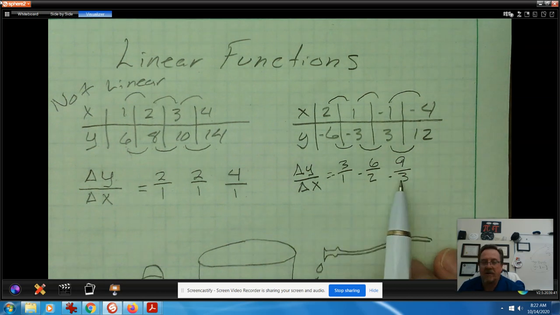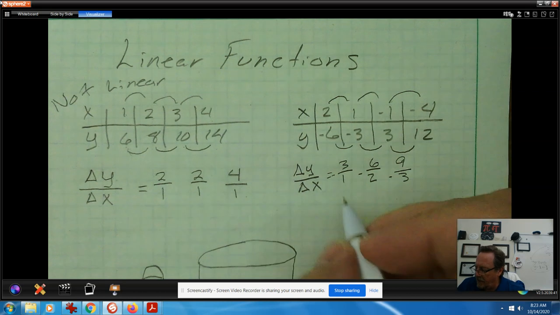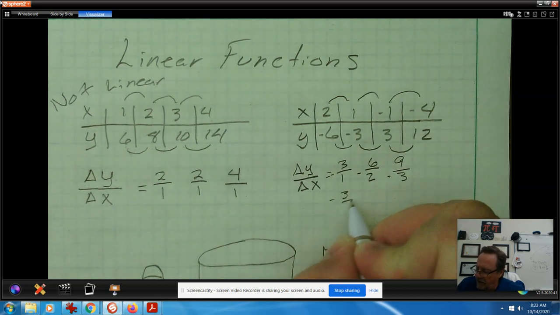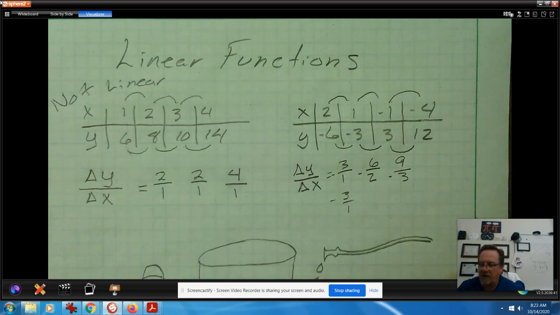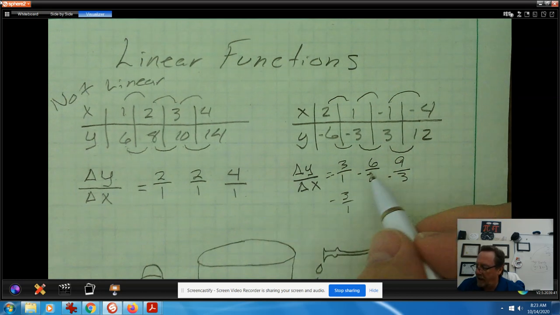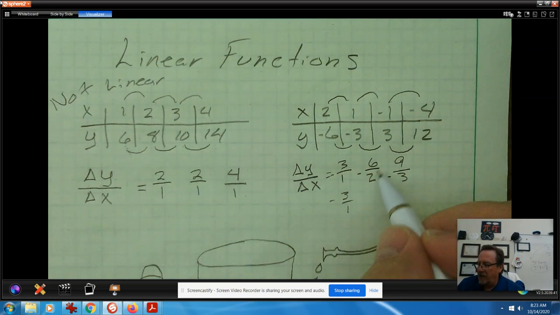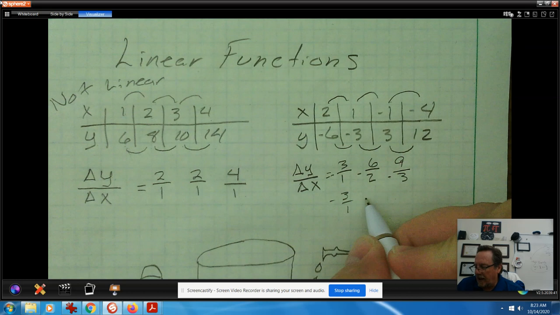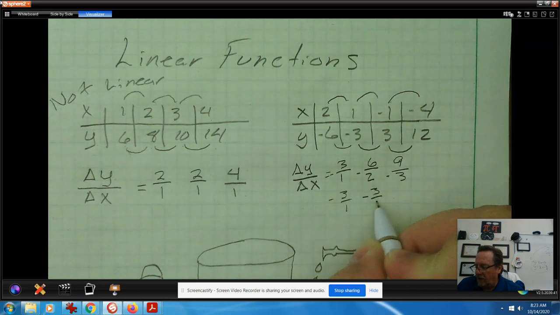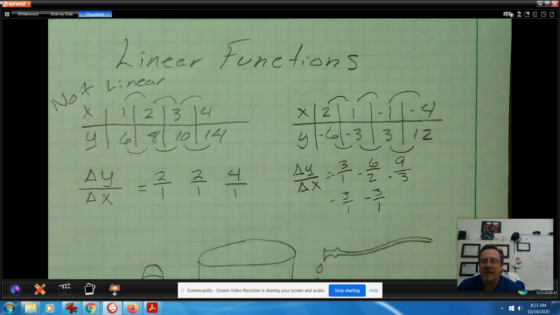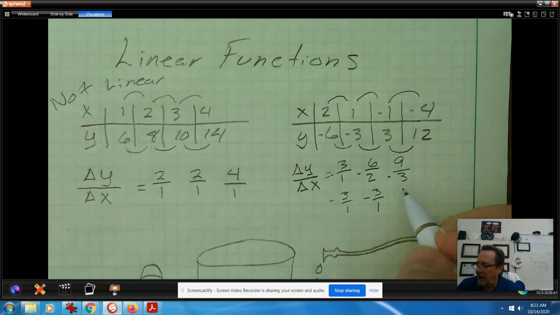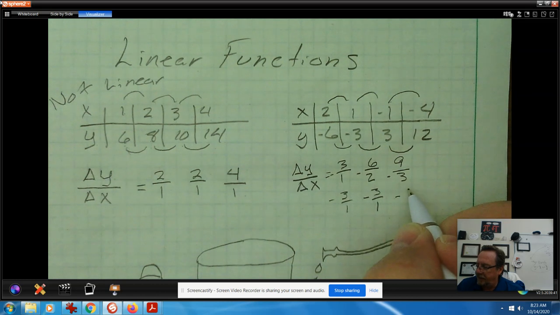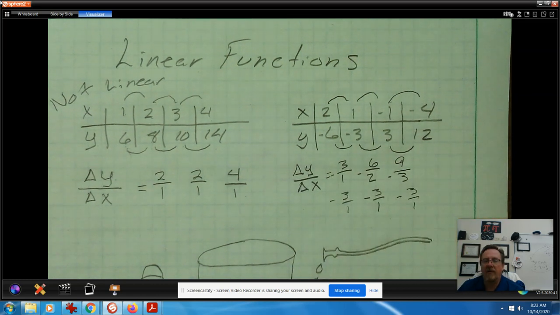Now, these don't look the same, but I wonder if I can reduce the fractions. Of course, 3 over negative 1 is the same thing as negative 3 over 1. 6 over 2, there's a common factor of 2, and I can take that out, and I'll be left with negative 3 over 1. In other words, the fraction 6 halves reduces to 3 over 1. And finally, 9 over negative 3 also reduces to negative 3 over 1.